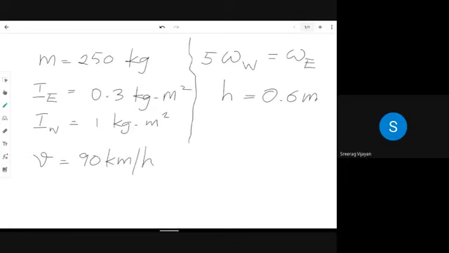How will you convert kilometer per hour? See, the standard unit that we have to use is meter per second. So we have to convert this 90 kilometer per hour into meter per second. Are you going to convert it?